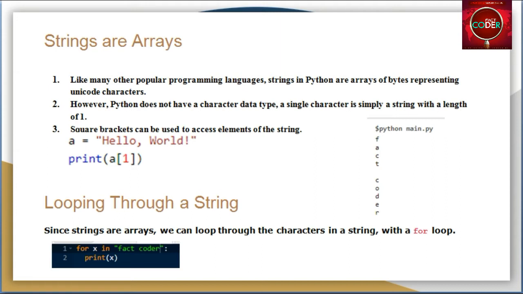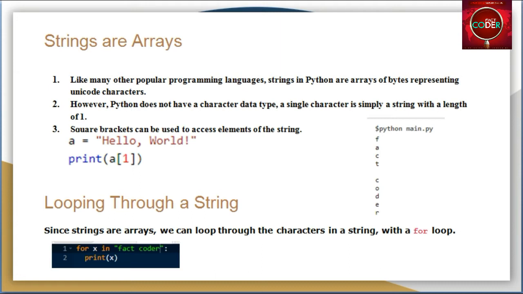Let's consider an example. a is hello world. If I want to print e, then in the index I will be specifying it as 1. So if I am printing a of 1, I will be getting the output as e. So the index starts from 0 from left to right, and from right to left it starts from -1 to the rightmost corner character.